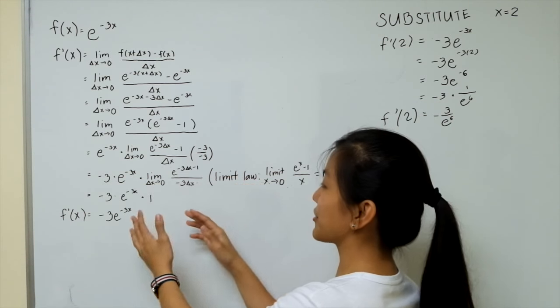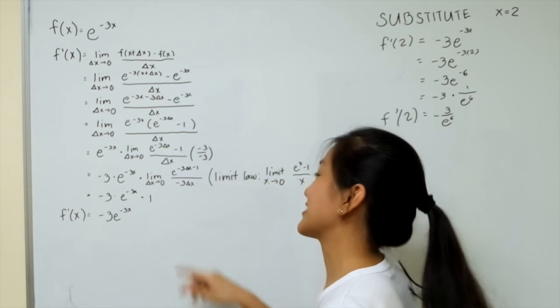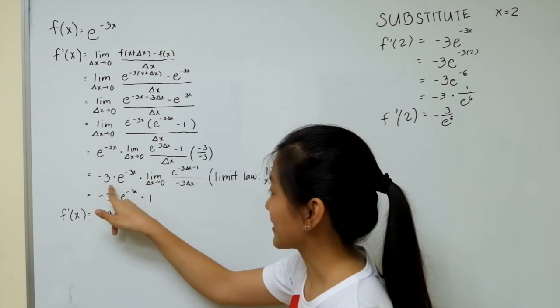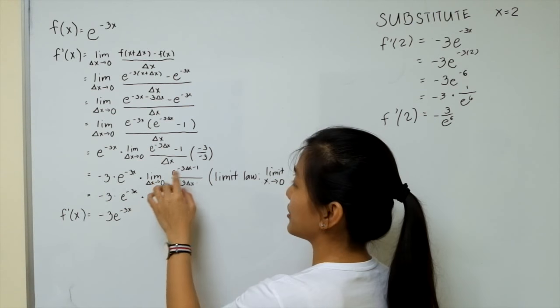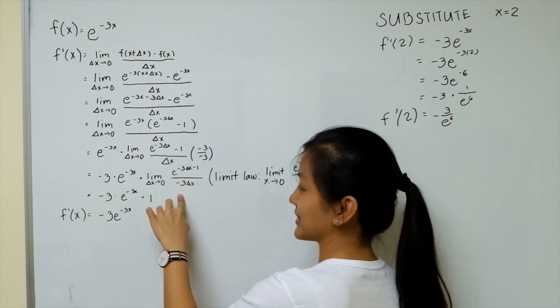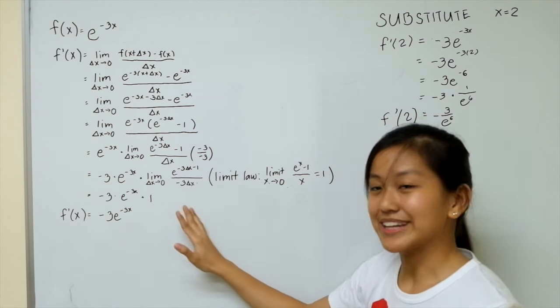We need to change the form so that we are able to cancel out things, as you will see later on. So you can take out negative 3 as well because it's just going to end up in the numerator. And then here, you just distribute negative 3 to the delta x in the denominator. So you're already left with this.